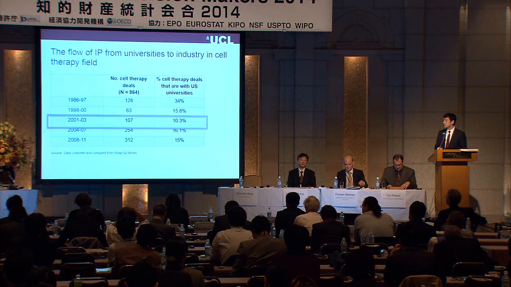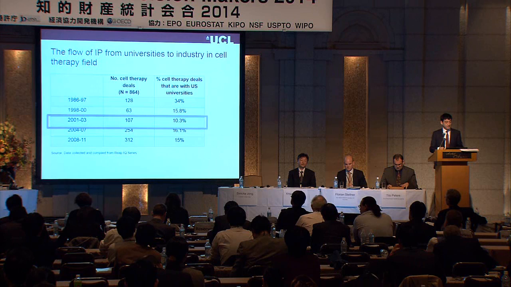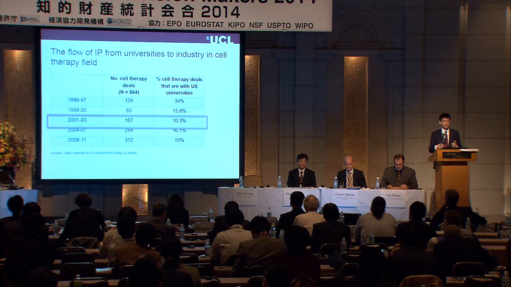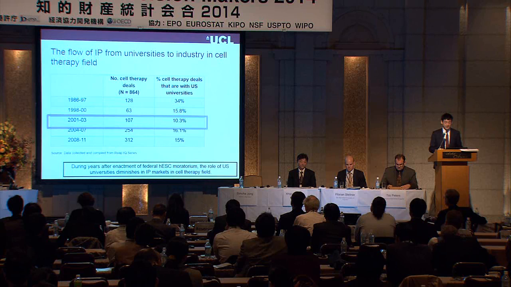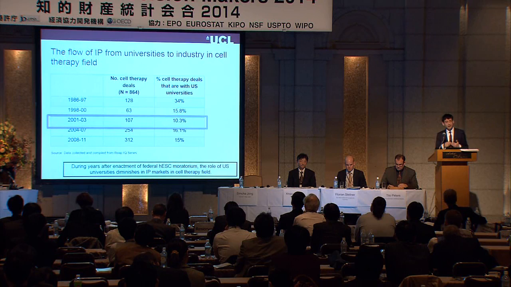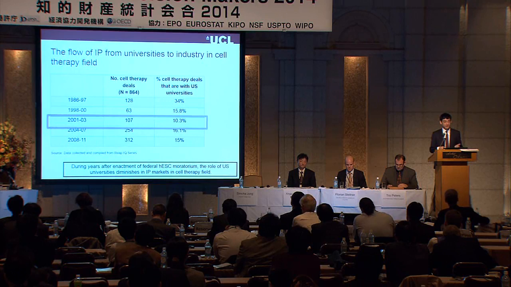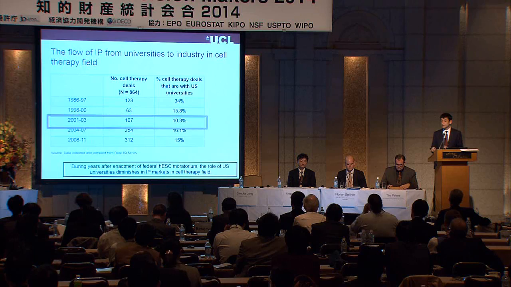So what does our data show? First of all, analyzing the data on technology licensing, we found that during the period immediately after the enactment of the funding moratorium, we see a drop in the proportion of technology licensing deals that involve universities. And this is consistent with previous work that has focused on the impact of the funding cut on scientific work, which highlighted that the scientific output was especially affected during the immediate years after the enactment of the funding moratorium.